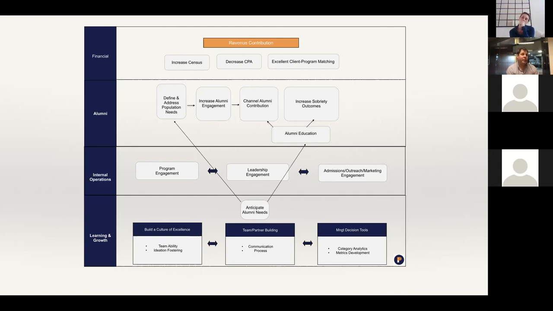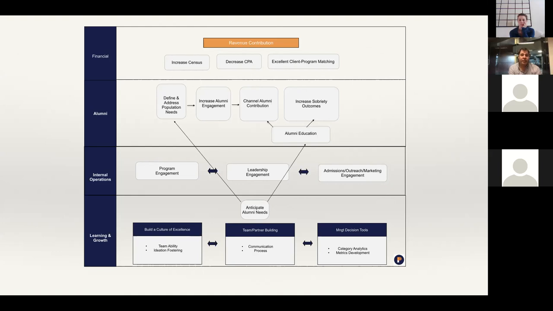What are things we're doing to increase alumni engagement? How do we channel alumni contribution? A lot of times alumni are looking for ways to contribute. What are we doing that might be new or different and that should be on our radar, to take that energy and apply it in a way that's aligned with everything else that we're doing?